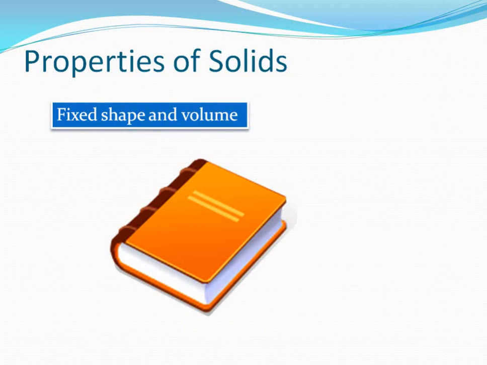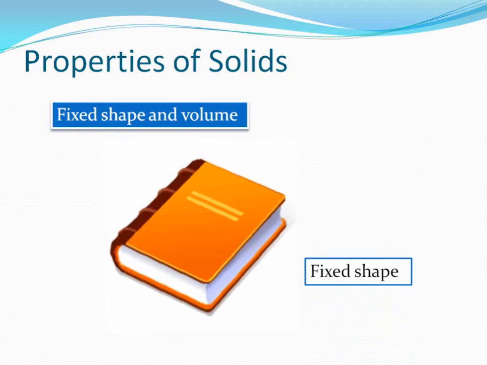Look at this yellow book here. Its shape is fixed and its volume is fixed too. If you move your hand along the edge of this book, you'll see that its shape does not change. It's fixed. Similarly, the volume is constant.